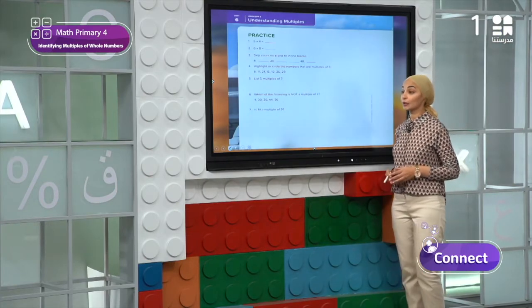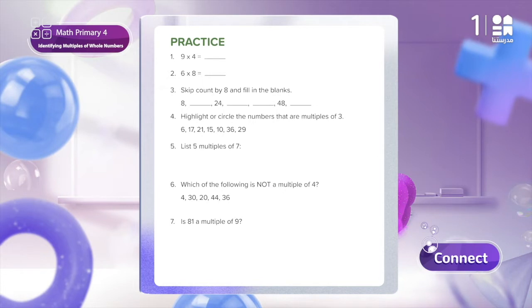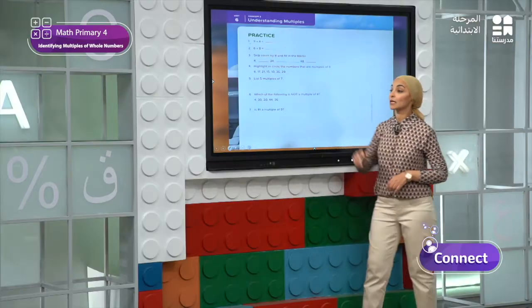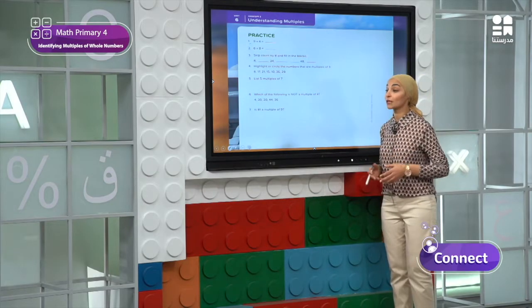Here is the practice part, page 250. There are some problems to apply what we have learned. We will apply everything we learned in this practice. The first two problems are multiplication facts. Times tables, very normal. In problem number one, as you see here, he's asking me, 9 times 4 gives me what? Do you know the answer?